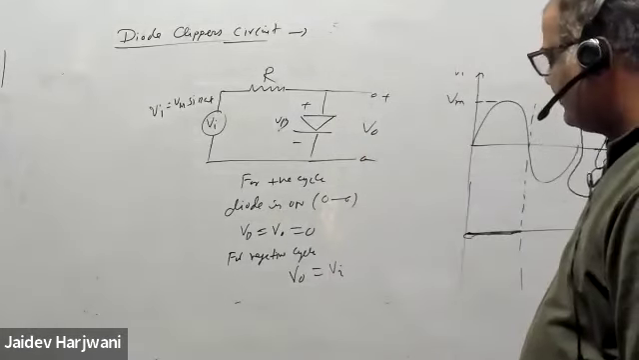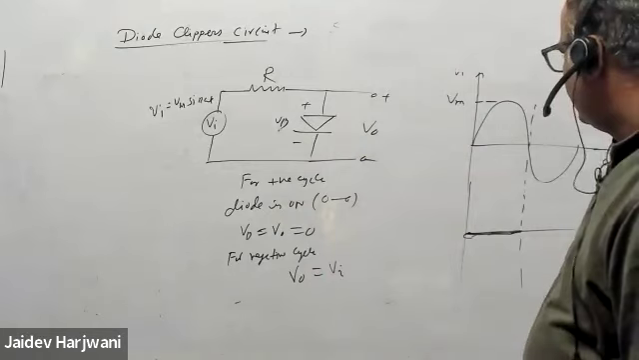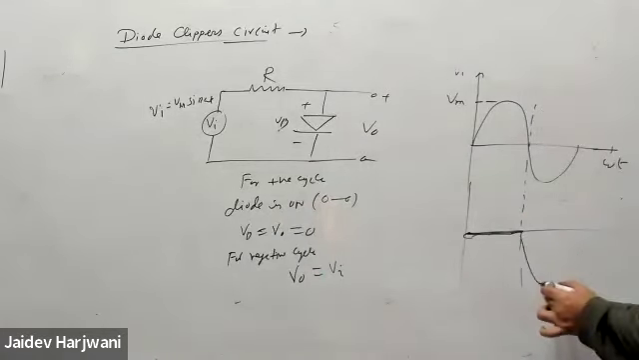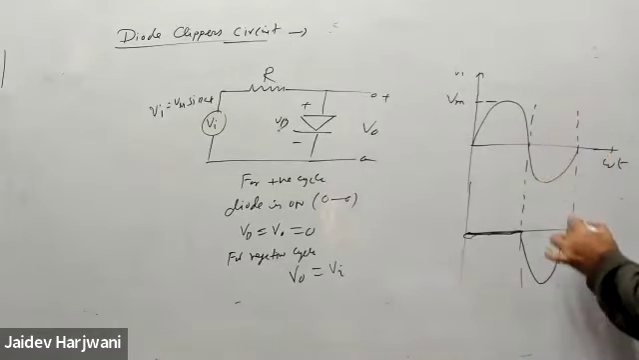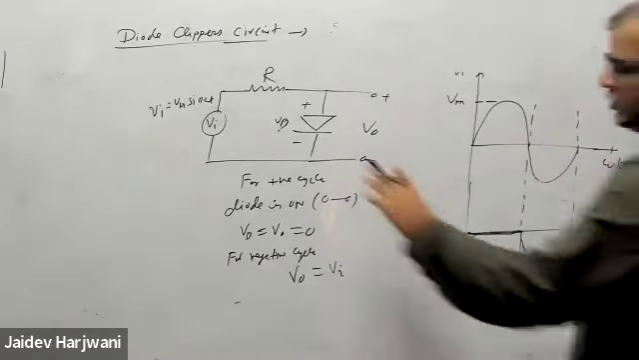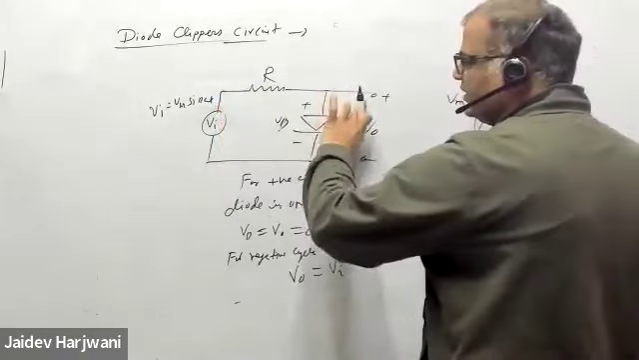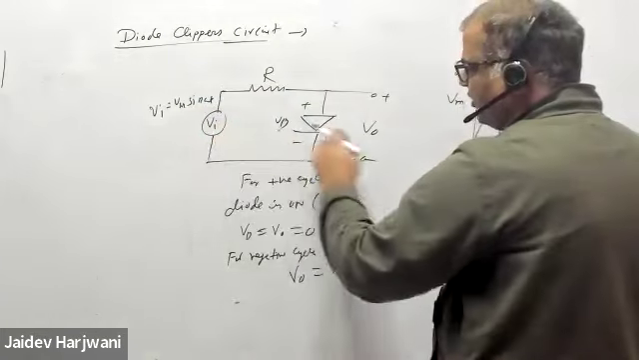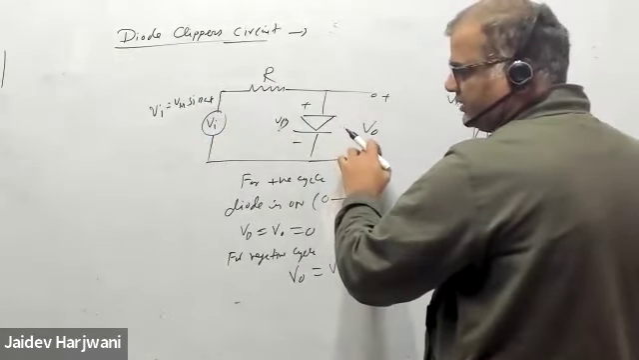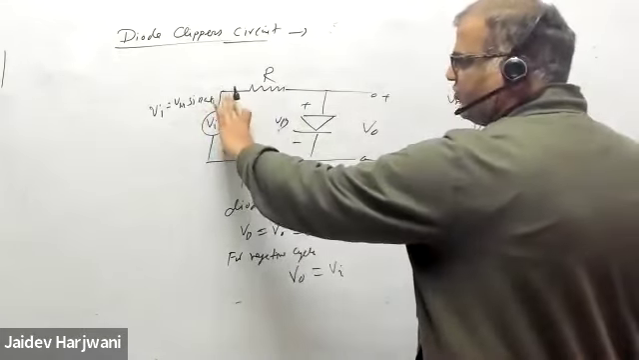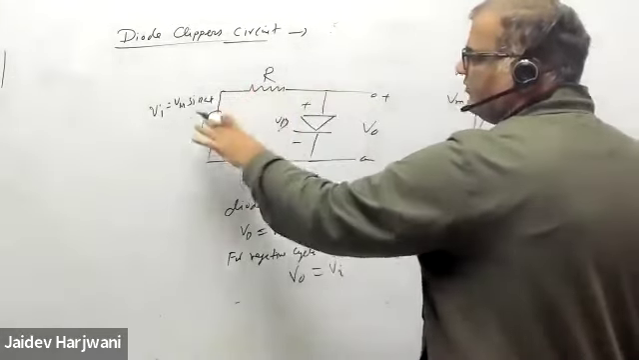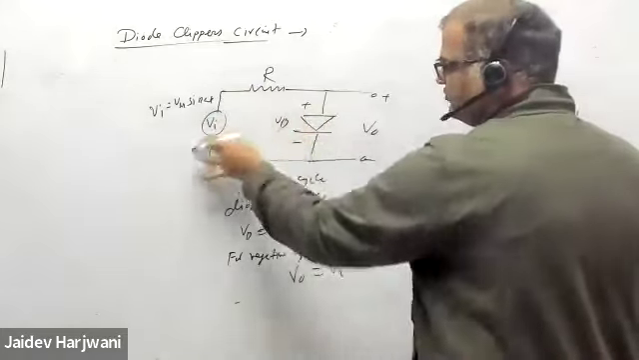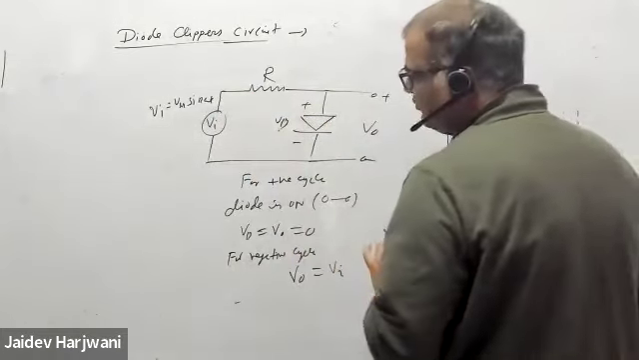But you have to keep one thing in mind. If Vi is negative, V output will also be negative, because whatever Vi is coming will come here. This voltage becomes parallel to this one. If it is -1, it will become -1; if it is -2, -2; -3, -3; -4, -4. That's why I say Vi equals V input.